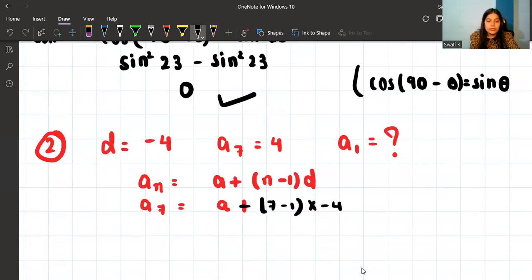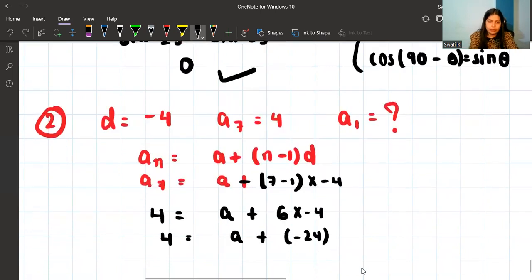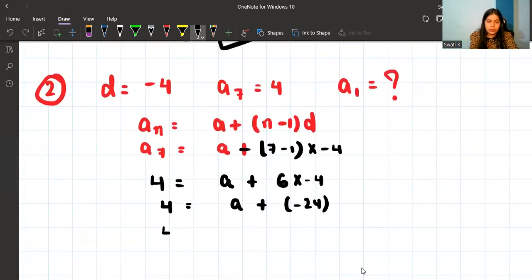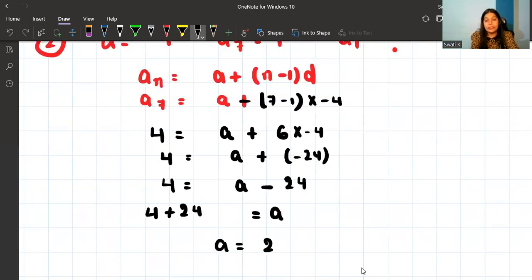It's 4. So 4 is equal to a, which is your first term, plus (7 minus 1) is 6, into -4. Clearly this will become 4 is equal to a plus 6 into -4, that is -24. So 4 is equal to a minus 24. Therefore a is going to be 4 plus 24, that is 28. So the value of the first term, A1, is 28, and this is our answer.